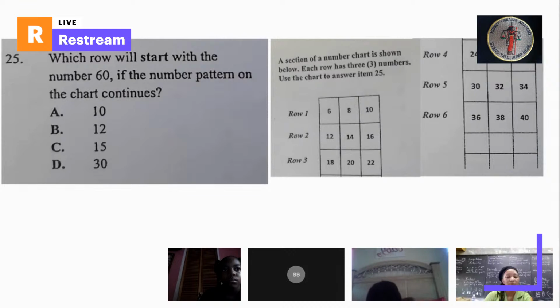So what are they doing here? We have 6, 8, 10, 12, 18, 24, 30, 36. So they're going up by 6, right? So the 6th row is 36. So that's 6 times 6. So 6 times what would give 60? That would be the 12th row.